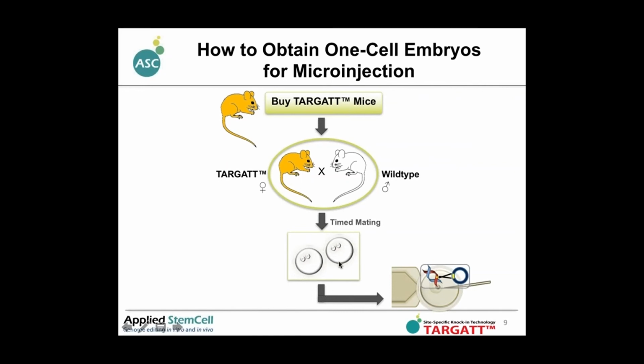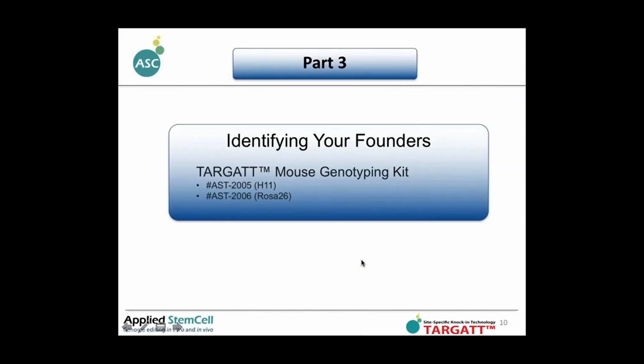Effort should be made to microinject the female pronucleus, since the female contains the target ATTP site. In a case where the female pronucleus is not easily identifiable, an effort should be made to inject both the male and the female pronuclei.